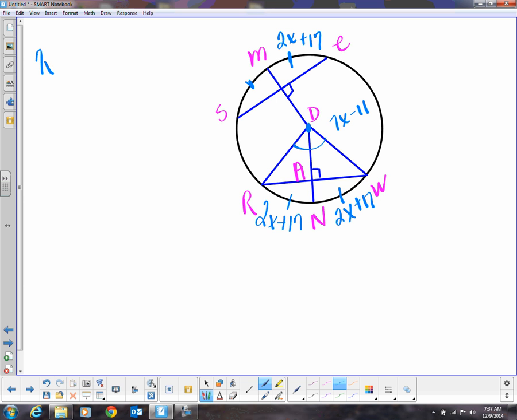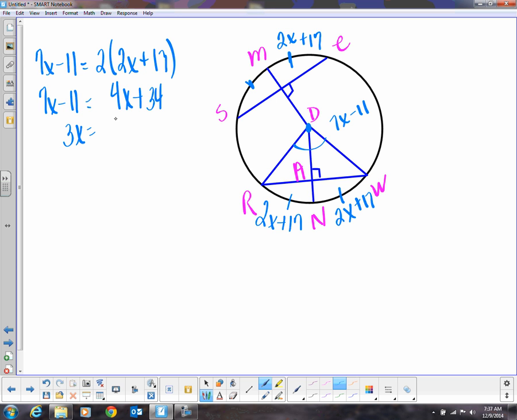So we're going to say 7x minus 11 does not equal 2x plus 17. It equals 2 of them, or 2 times 2x plus 17. So you got 7x minus 11 equals 4x plus 34. 3x is equal to 45, or x equals 15. Is that what they asked for, was x? They asked for the measure of arc RN. So how are we going to find RN? We're going to say arc RN is going to equal 2 times 15 plus 17, which is 30 plus 17, I think it's 47.